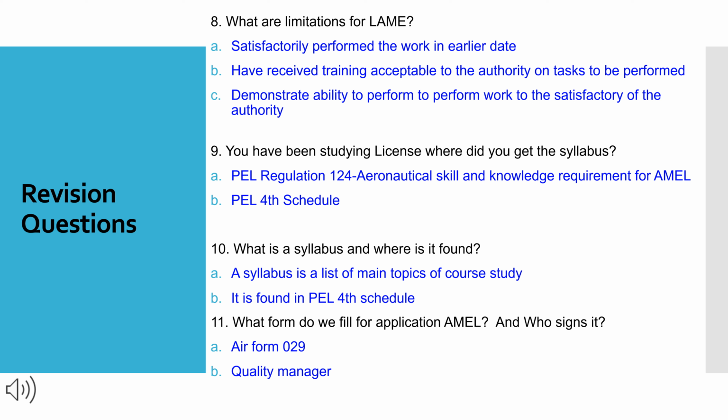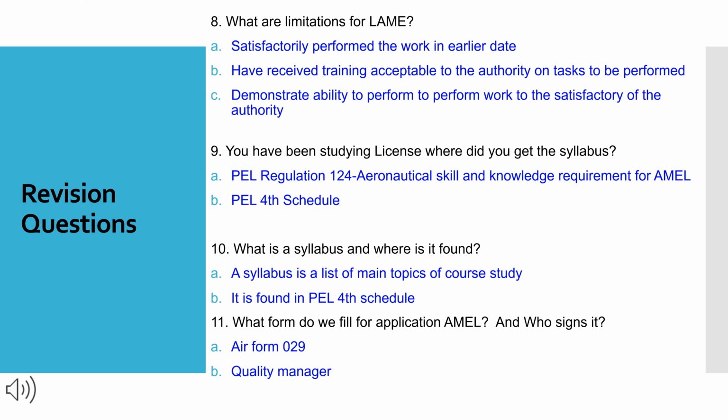Question number 9, if you have studied the licensing regulations, where do you get the syllabus? The syllabus for personnel licensing can be obtained from the Personnel Licensing Regulations, Regulation 124, which stipulates aeronautical skills and knowledge requirement for aircraft maintenance engineer license. And also the syllabus can be obtained from the list provided in the Personnel Licensing Regulations for schedule. Question number 10. What is the syllabus and where is it found? A syllabus is a list of main topics of course of study, and it can be found in personnel licensing for schedule.